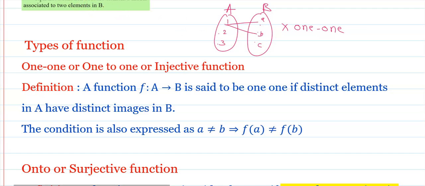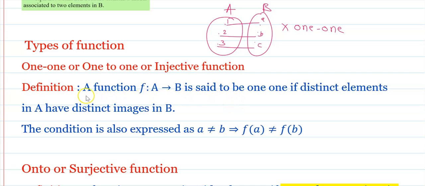But suppose the images of each element are different. Different elements have different images. That is, 1 has image a, 2 has image b, and 3 has image c. Then we say that the given function is 1 to 1 or 1-1. Okay. And so the condition is also expressed as: if a and b are not equal, then images are also different. Okay. And therefore the given function is said to be 1-1.